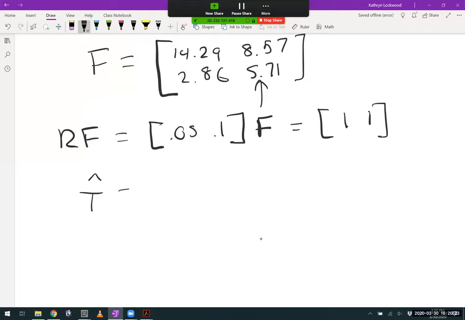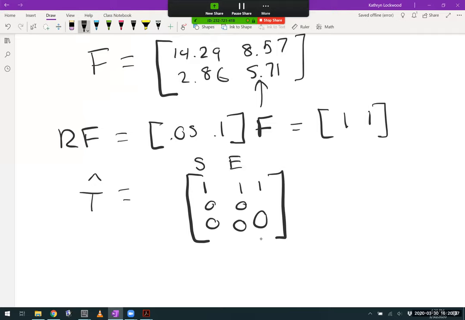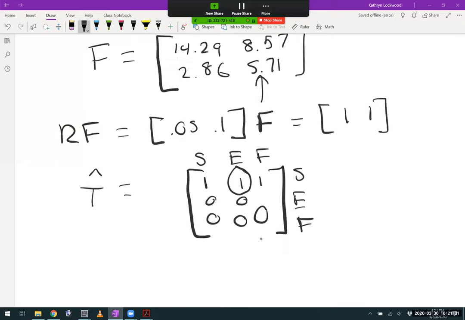The stability matrix T hat is then the matrix with the 1x1 identity, our RF, which is 1, 1, and all zeros everywhere else. Now recall the reordered states were solar, electric, fossil. So the probability that a homeowner that initially had electric ends up using solar energy is 1. And that makes sense since S was the only absorbing state, right? Eventually the chain will always end up absorbed into solar energy.